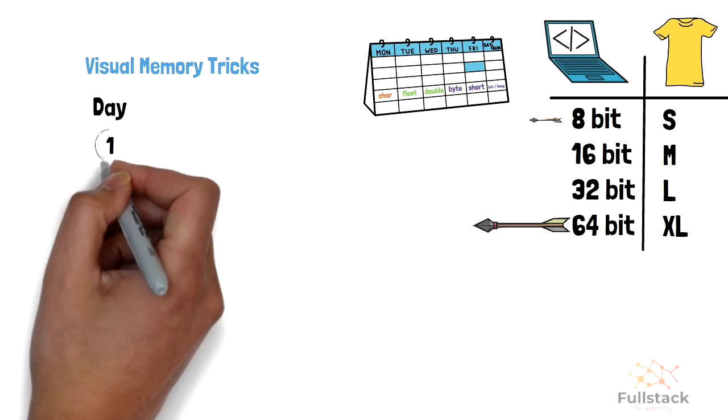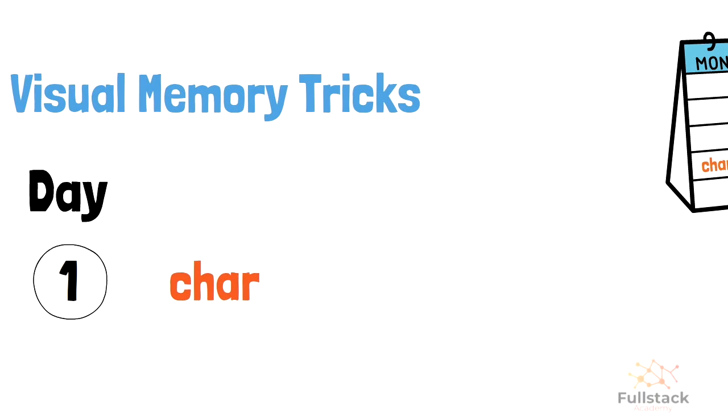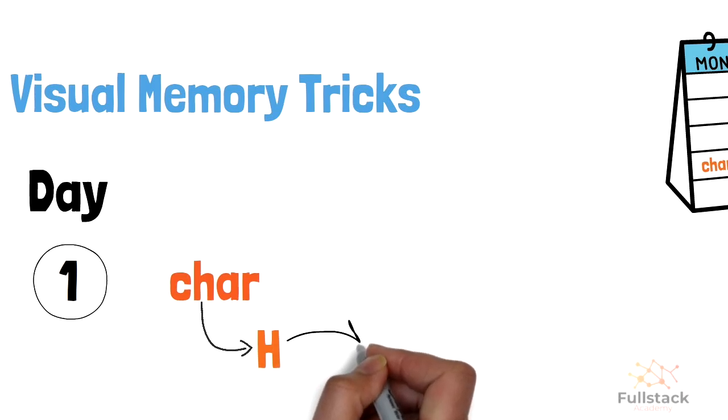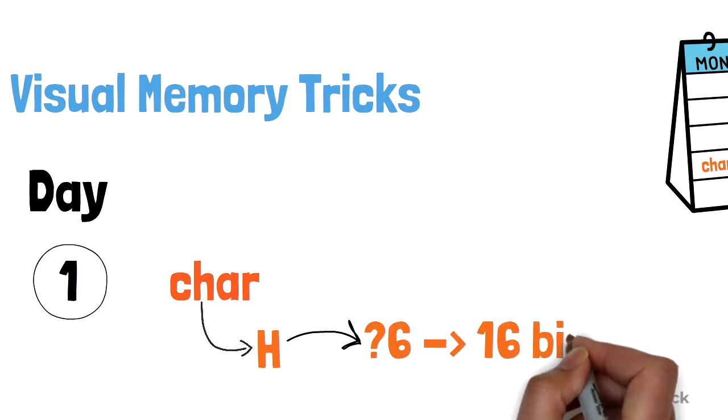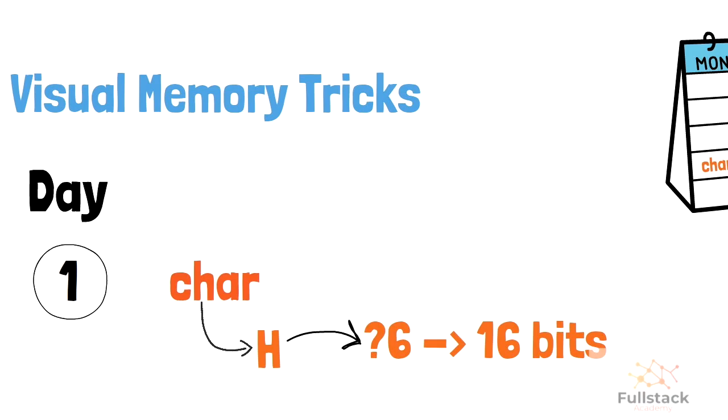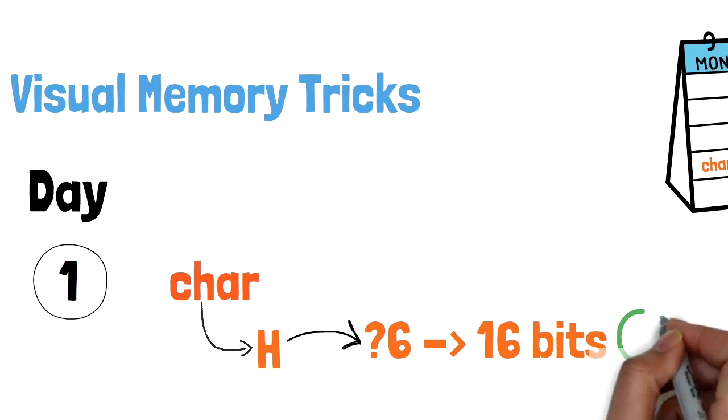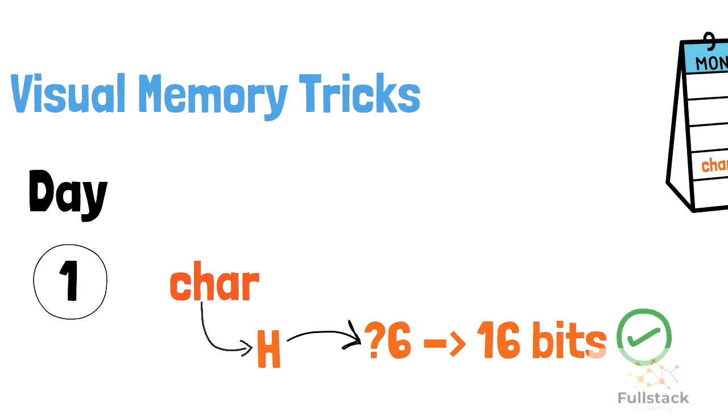On day 1, he uses the character type arrow. This type is used to store a single character value and has a size of 16-bit. A very easy trick here is to notice that the second letter of char is H, and H can stand for the word hexa, which means 6. So we just need to pick the size which has the second value as 6 from the sheet, and that is 16. So we can easily remember that the character type has a 16-bit size.